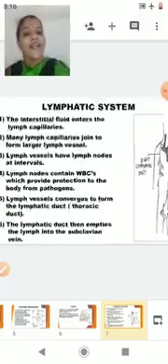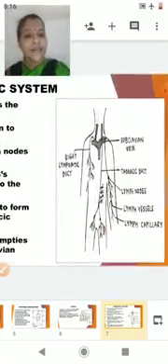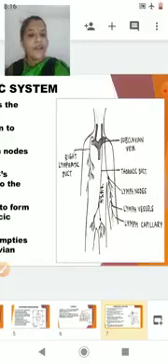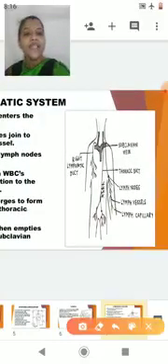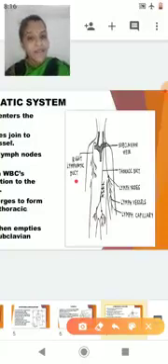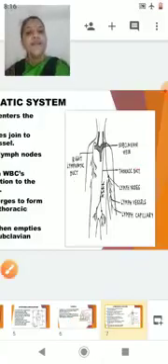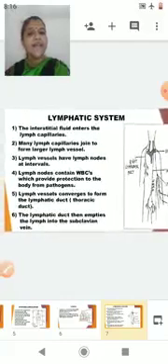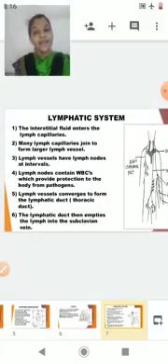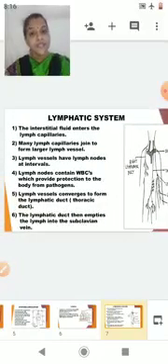Now the lymphatic duct on the left hand side is called the thoracic duct, and on the right hand side it is called the right lymphatic duct. Now this lymphatic duct will then empty the lymph into the subclavian vein, as I told you, which is a part of your venous system. That is, it is a part of your vein, and finally it reaches the heart.